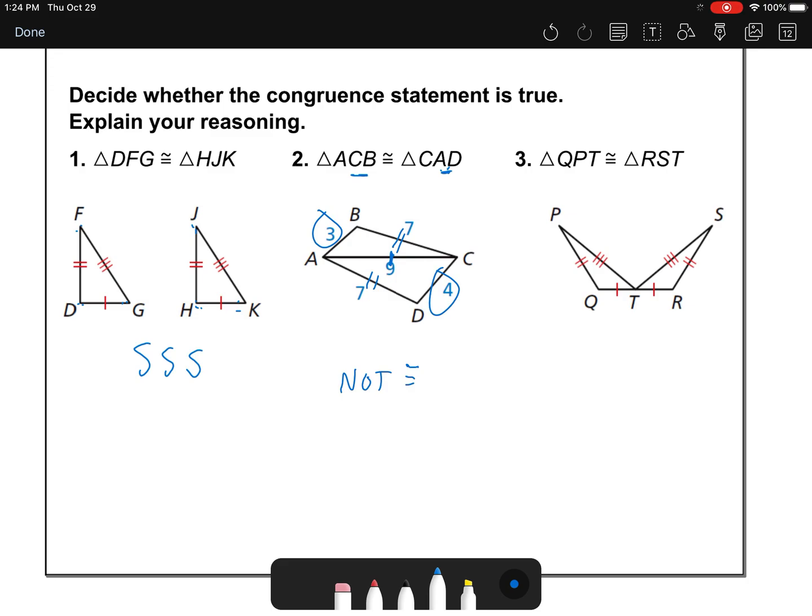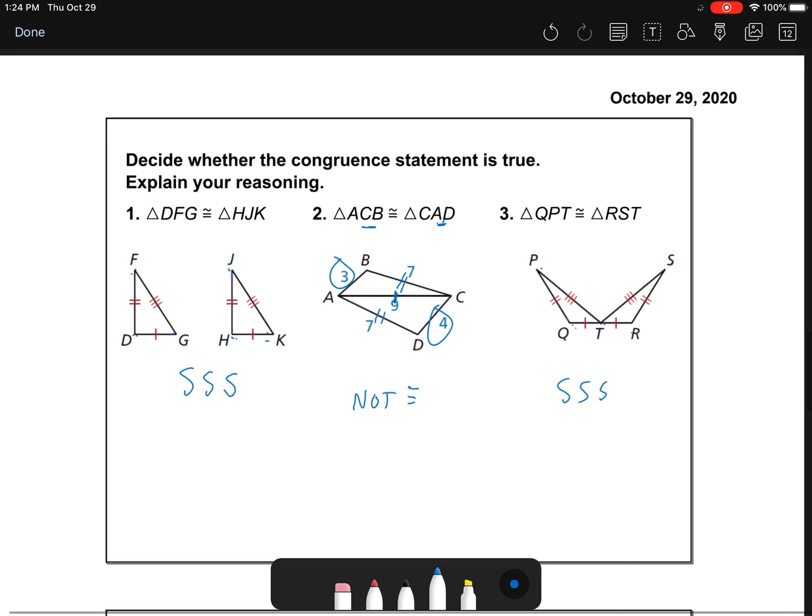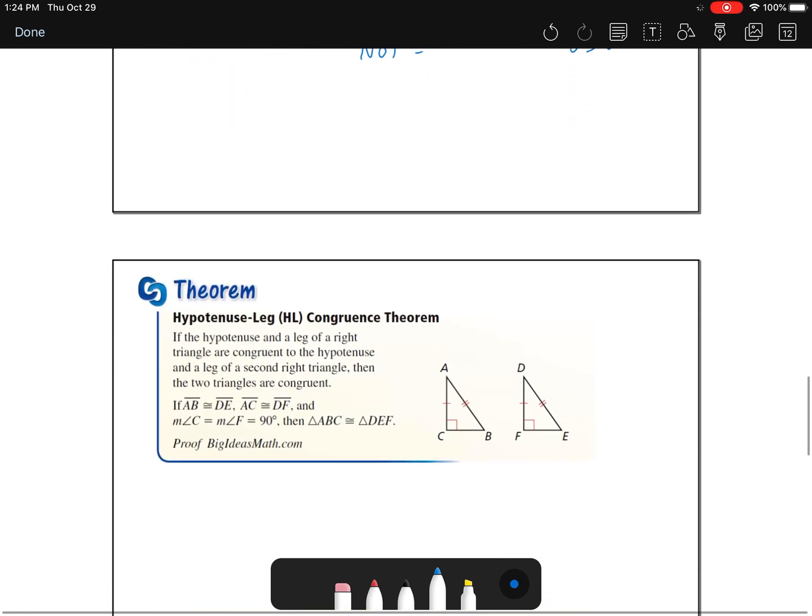Okay, what about 3? QPT and SRT. 2, 3, 1, 2, 3, 1. Yep, that'd be side, side, side. So it's not always going to work.